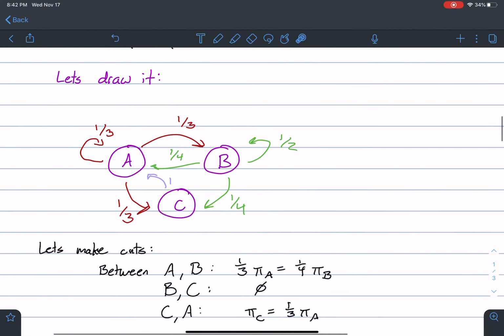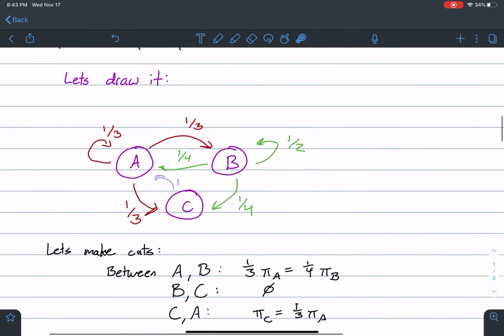Now we can make the cuts. Let's make the cut between A and B. Pretty straightforward, a third, a fourth. For B and C, we actually have a 0 in here, so we're going to ignore that. If there's only arrows going towards one or just leaving it and not entering both, you cannot write a relationship for it. So there's nothing there. Now between C and A, there's a 1 and a third, so 1 and a third.